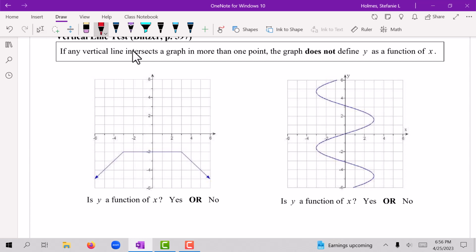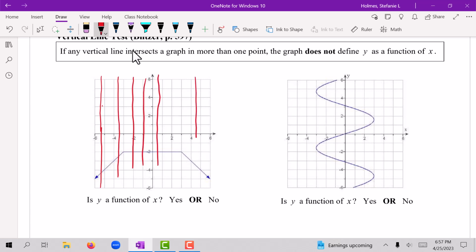So let's take the one on the left. And it doesn't matter. Okay, pretend these are good straight vertical lines. You guys know I can't draw. But anywhere I draw a vertical line, it doesn't matter. Anywhere. It only touches the graph once. So this passes the vertical line test, so it is a function.